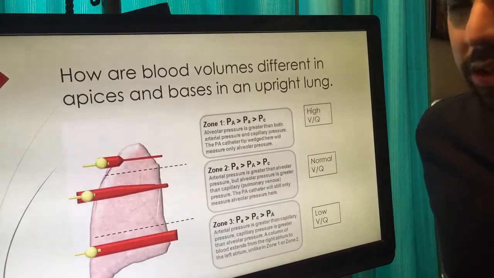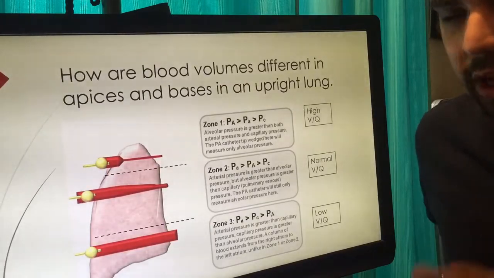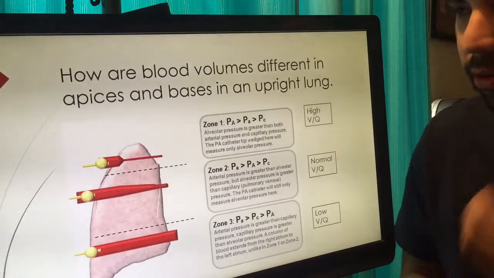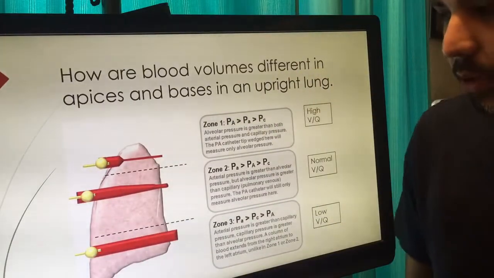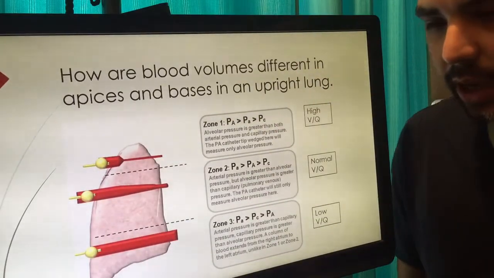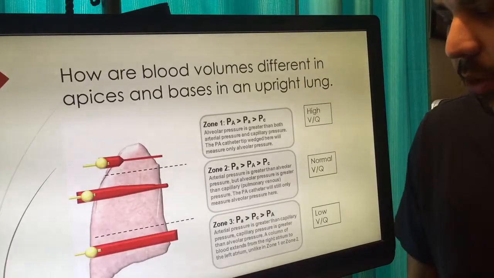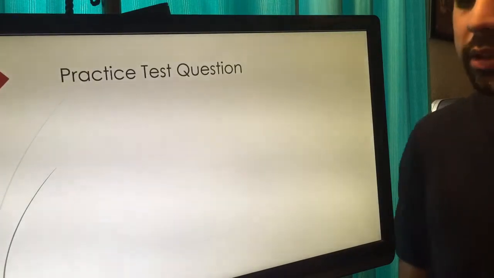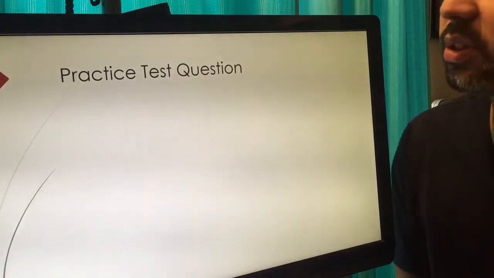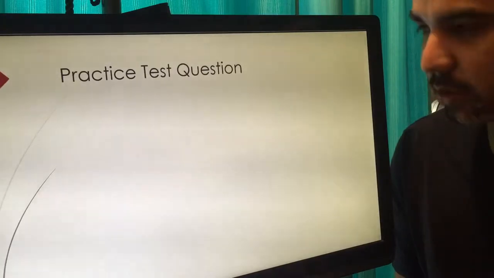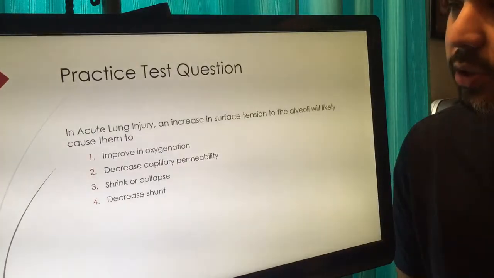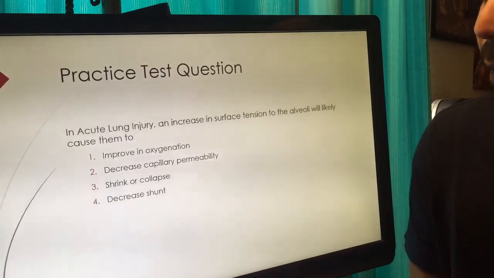And of course, with exercise, VQ ratios change. Whatever you're doing to the body, there's always a change of VQ ratios. Lung zones will always change, which will increase or decrease. And that's pretty much about it on that one. So now we can go on to some test questions that I've formulated. This is going to summarize what we just learned.